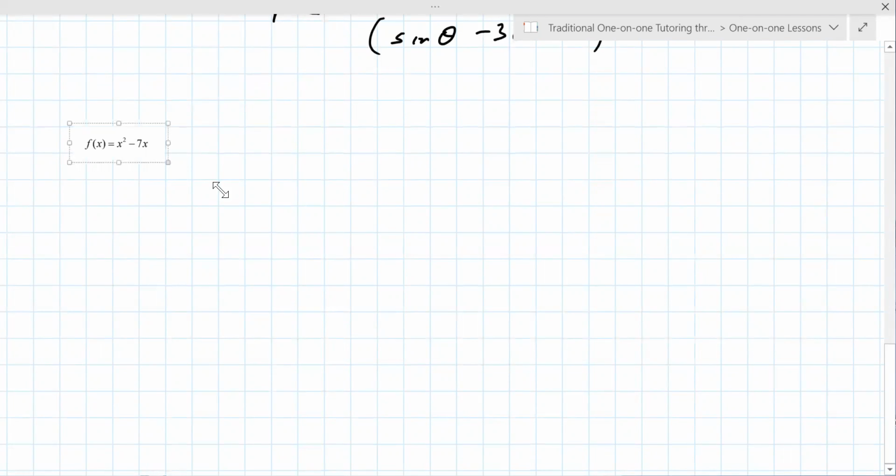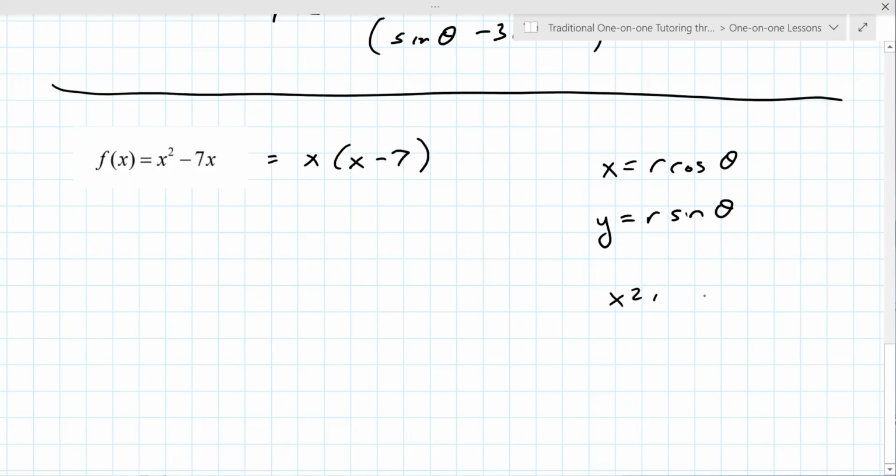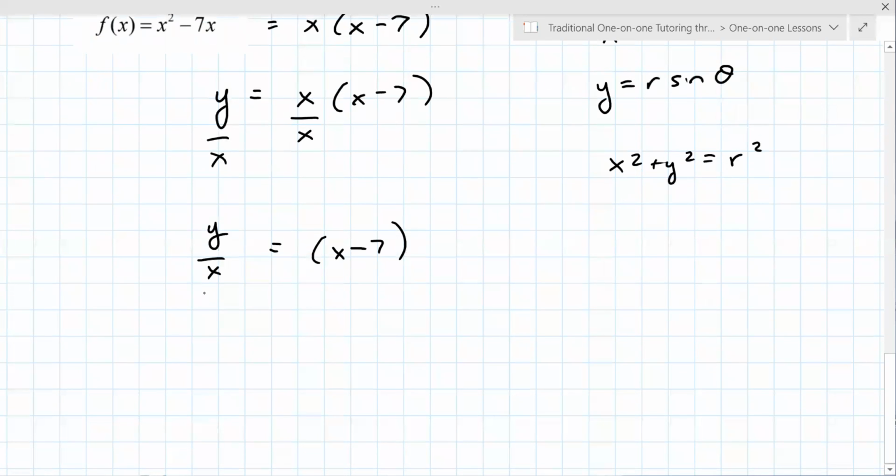Next one here. I mean, this comes up so rarely that I don't remember some of the shortcuts here. I'm tempted to write this as x times x minus 7, but again, x equals r cosine theta, y equals r sine theta. And then if needed, it might be needed here, x squared plus y squared equals r squared. I don't know if that's needed on this one. See, the thing is that you've got a y on the left side here. That's why I'm not particularly sure. If you divide both sides by x, y over x is x minus 7. You can substitute in for this because tangent of theta is y over x. So this is tangent of theta equals x, which is r cosine theta, minus 7.